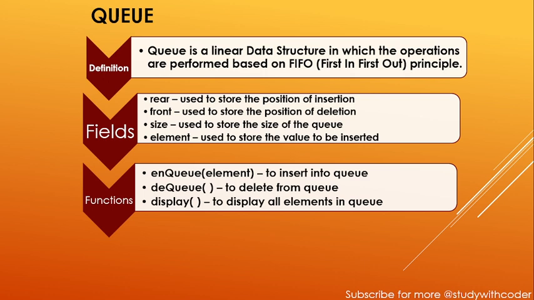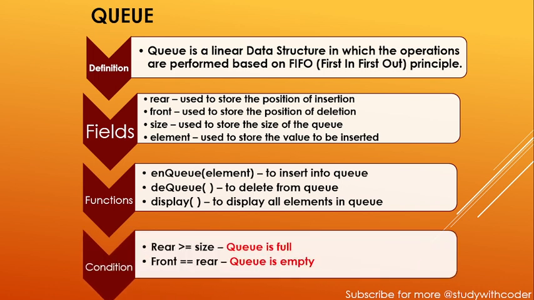Next, the queue's functions. Here are the three functions of a queue: enqueue, dequeue, and display. Enqueue means insertion: insert the element into the queue. Dequeue means delete an element from the queue. And display, as we all know, will display all the elements in a queue.